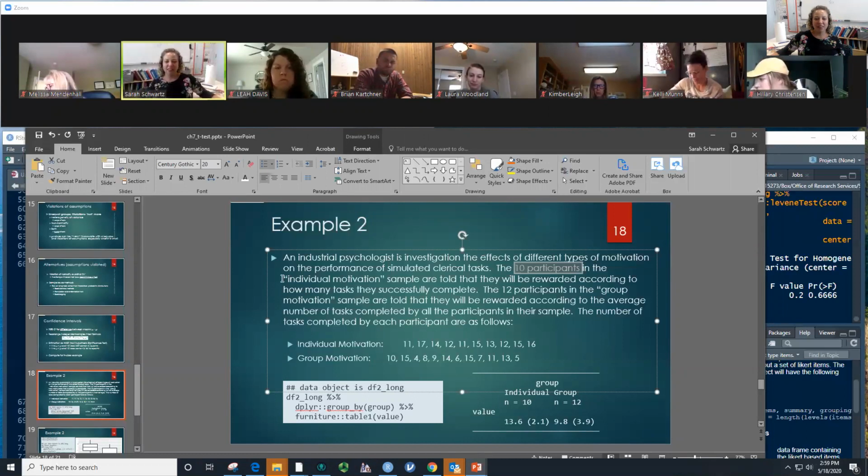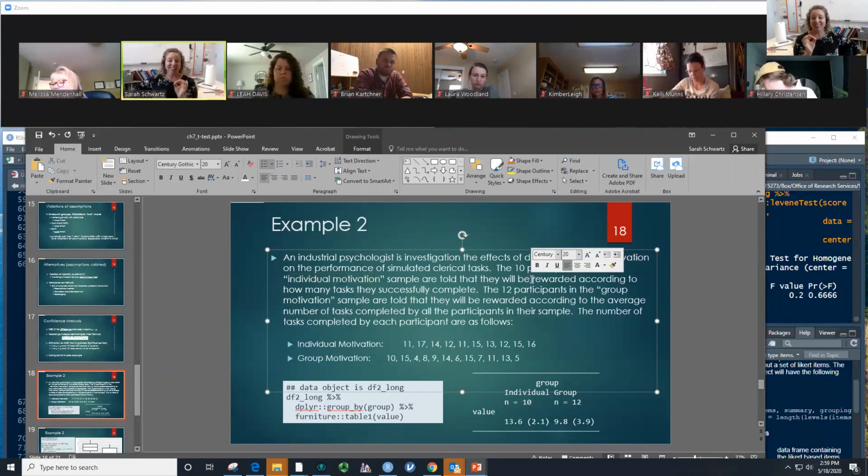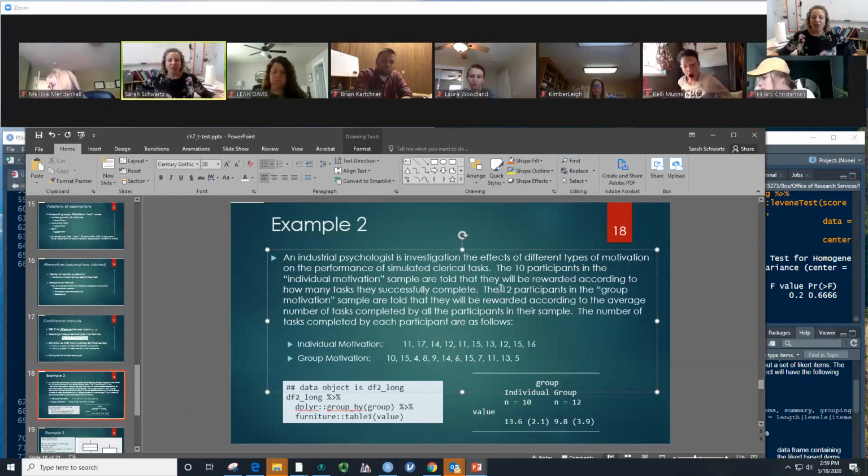So 10 participants are put in the individual motivation. They're randomly assigned to individual motivation. And they get told that they're going to be rewarded according to how many of these tasks they get done in a certain allotment of time. The other 12 participants are told that they have group motivation, and they're told that they are going to be rewarded according to the average that their group gets done. Not how many they do, but how much the group averages.